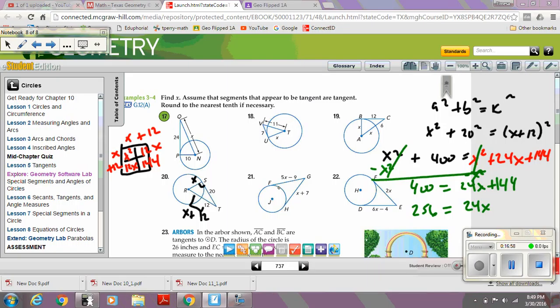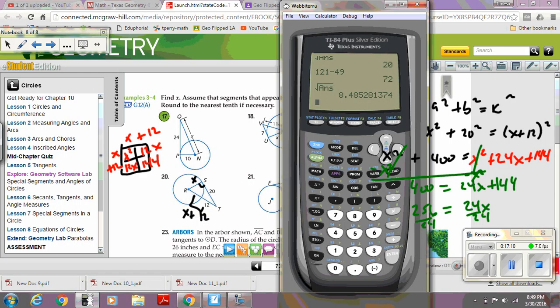Sorry, my feet are falling asleep. Divide both sides by 24. And you get roughly 10.7.